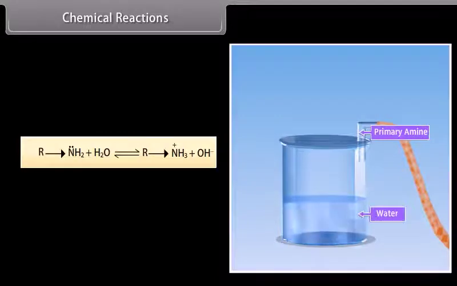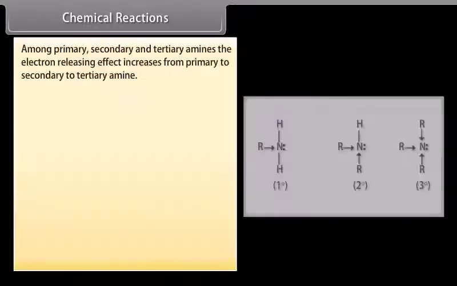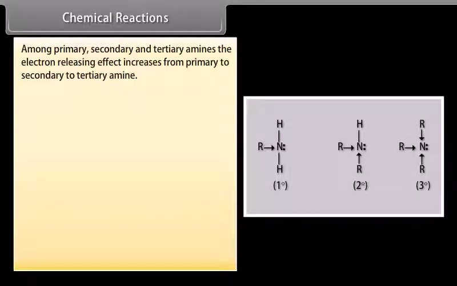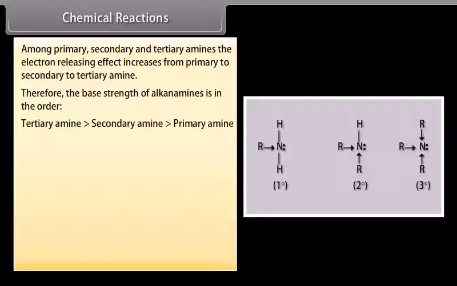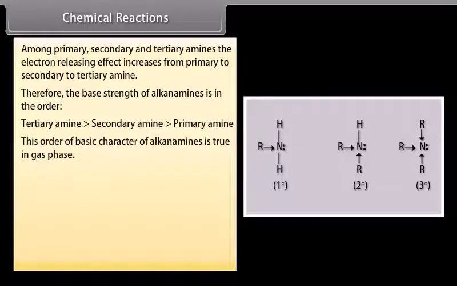Amines can easily be protonated by water in their aqueous solutions. Among primary, secondary and tertiary amines, the electron releasing effect increases from primary to secondary to tertiary amine. Therefore, the base strength of alkylamines is in the order tertiary amine followed by secondary amine followed by primary amine. This order of basic character of alkylamines is true in the gas phase.